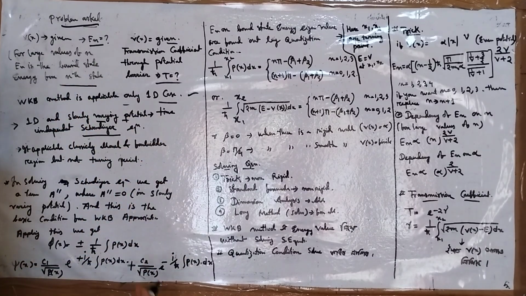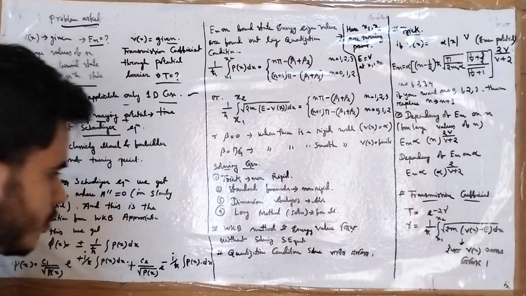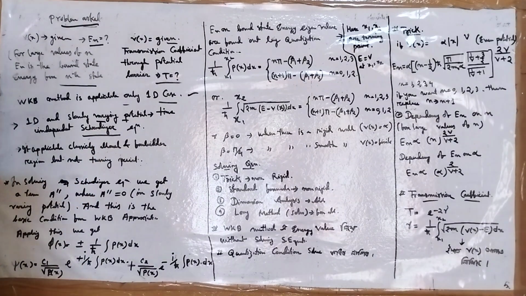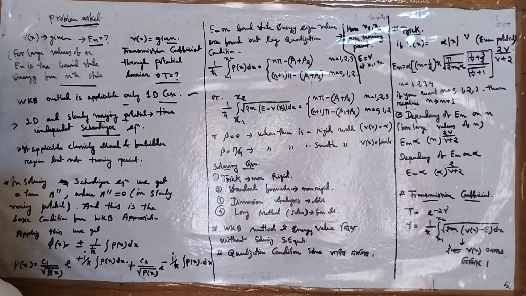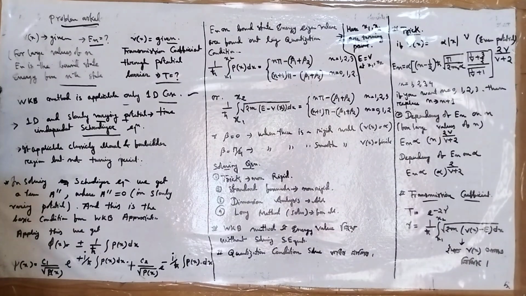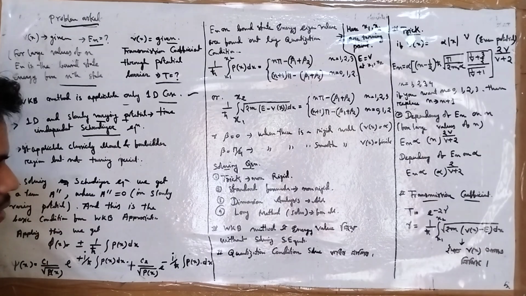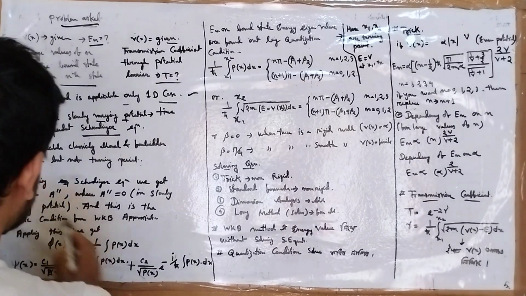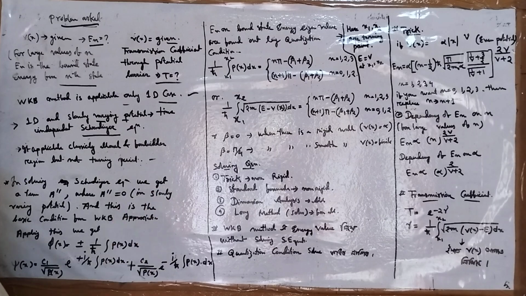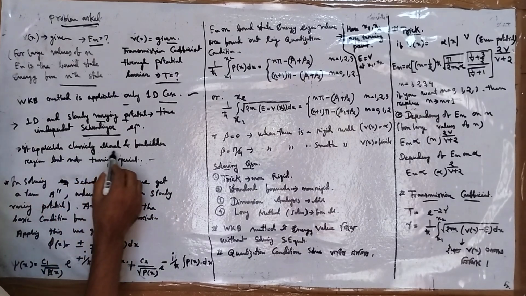So a slowly varying potential is in the semi-classical region, not purely classical and not purely quantum. The wavelength of this matter wave is between the range of the quantum part and the classical part. So the semi-classical region is important. This is applicable in the classically allowed and forbidden regions, but not at the turning point.